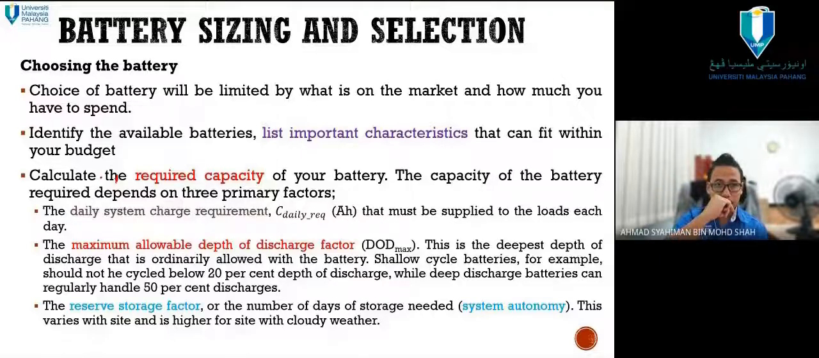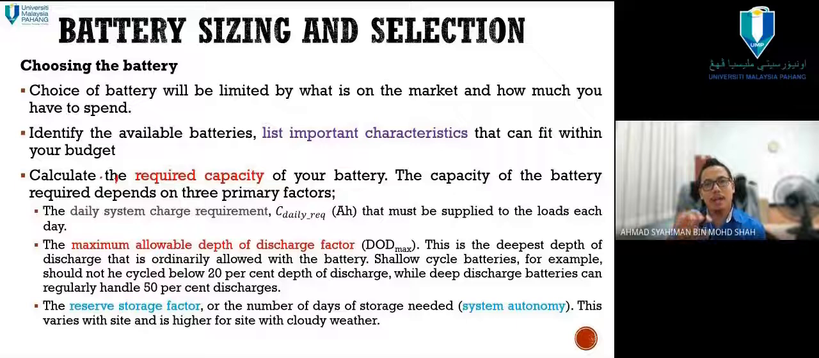Okay, identify the available battery list and important characteristics that can fit within your budget. That's what you need to do when you choose to install a small solar system in your house. You need to think about the price, the market, the data sheet, everything. Start Googling, Alibaba, AliExpress, Shopee and so on. Shops are expensive, online is cheaper. Honestly, online is cheaper.